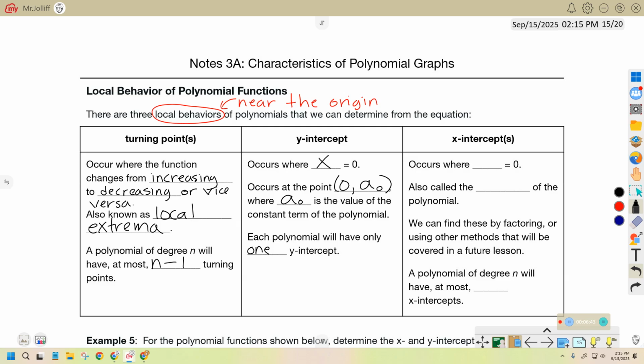Last one. X-intercepts occur where y is 0. And we sometimes call these the zeros of the function. These are the solutions to the equation f of x equals 0. And we can find them a couple of ways. The most common way is by factoring. That was the first way you learned to solve quadratics back in Math 2. If I can factor my polynomial, I set each of the factors equal to 0 and solve them separately.